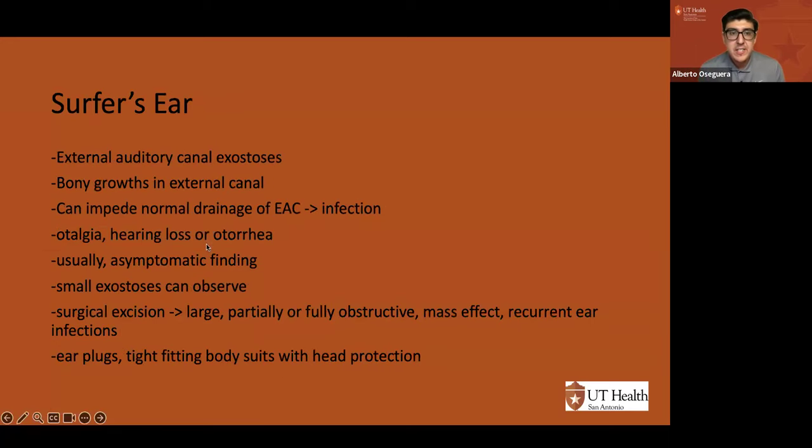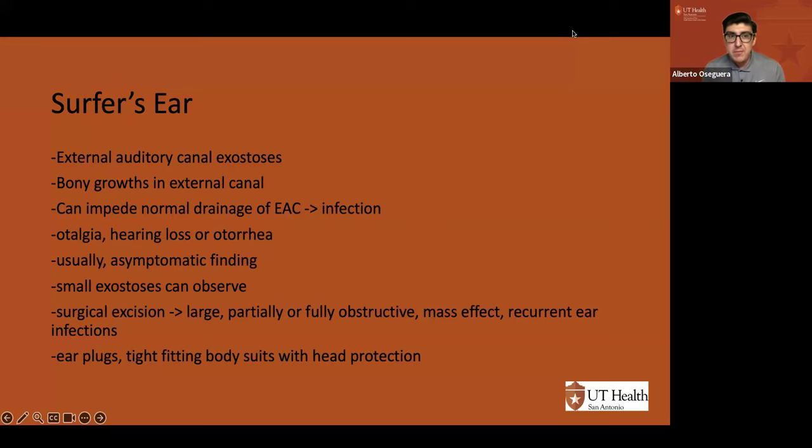So surfer's ear is, again, not very common and not something that's explored too much in the literature, but it's an external auditory canal exostosis, and it's caused due to persistent exposure to cold water. So what happens is you get this reactive hyperemia in the external auditory canal due to that cold water, which for whatever reason seems to stimulate osteoclasts in the periosteum and will lead to bone formation in the external auditory canal. So most of the time they won't cause issues, especially if they're small, but if they're pretty large, then they can impede normal drainage of the auditory canal, which will then lead to infection.